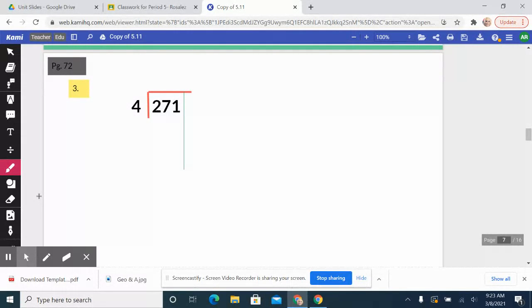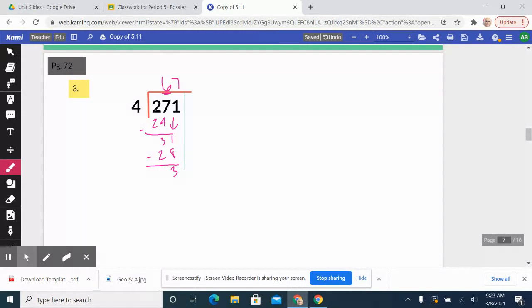So 4 does not go into 2. But it does go into 27 and it goes 6 times. Take note that this is above the 7. It's not above the 2 because I did it into 27. Okay, so you get 24. You subtract and you get 3. Well, 4 doesn't go into 3, so we bring down this 1. Well, 4 goes into 31 7 times. So 7 times 4 is 28. We subtract and we get 3.